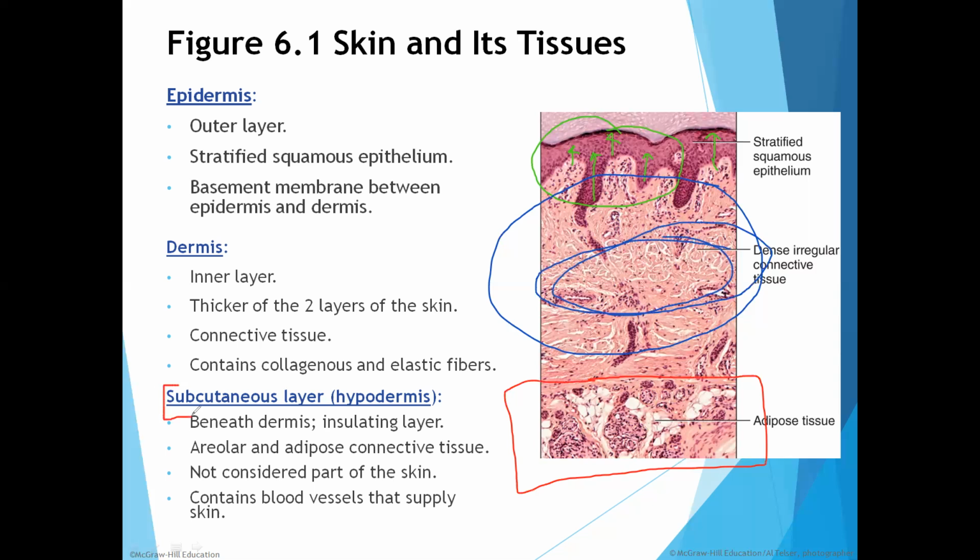And sub means below. And again, if you see that cutaneo, it means skin. So dermo, dermato, or cutaneo could potentially mean skin. But most of the time we'll refer to this as the hypodermis. And this is going to be composed of adipose tissue. There's a little bit of areolar connective tissue in there as well, but mostly it's going to be adipose tissue. Again, it's not really considered part of the skin, but it's sort of the insulating layer.